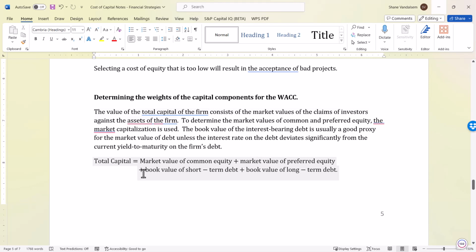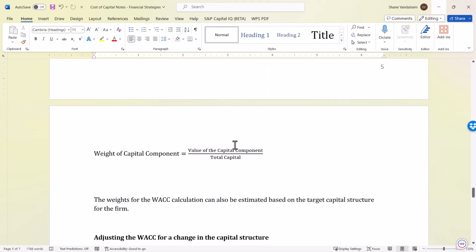So the total capital is equal to the market value of common equity plus the market value of preferred equity plus the book value of short-term debt plus the book value of long-term debt. And remember, for the debt, it's just the interest-bearing debt. It's not the other forms of liabilities that the firm has. So what we did on the spreadsheet was to take the value of the capital component divided by the total capital to get the weight of the capital component in the capital structure.